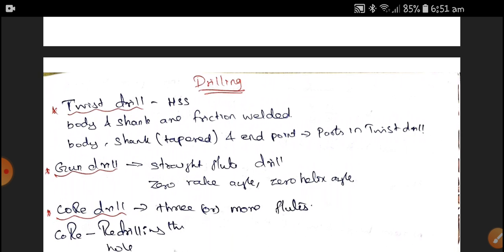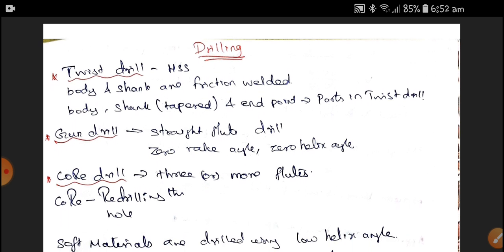Next one is a gun drill. In a gun drill, straight flute drills are used. It has zero rake angle and zero helix angle. Therefore, gun drills are used for drilling very brittle surfaces like concrete. Concrete can be drilled by means of a gun drill. A gun drill is a portable drilling machine too, so on any wall, if we want to drill anything, we can drill by means of a gun drill.